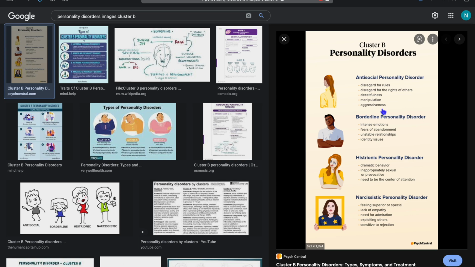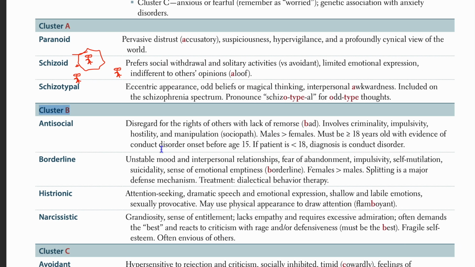Okay, so cluster B: antisocial, borderline, histrionic, and narcissistic. Okay, so antisocial personality, disregard for the rights of others with lack of remorse, involves criminality, impulsivity, hostility, and manipulation. Sociopath, male more than female, so it occurs more in males than females.